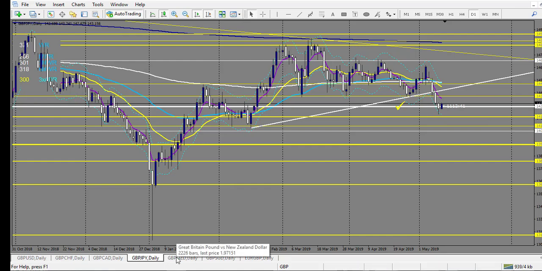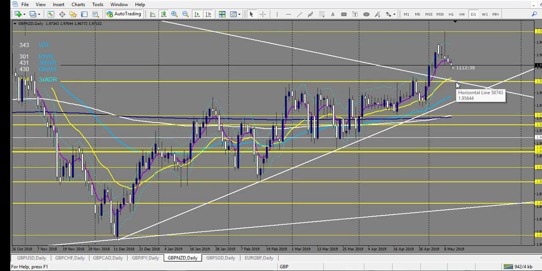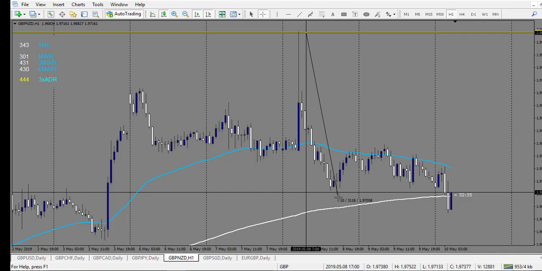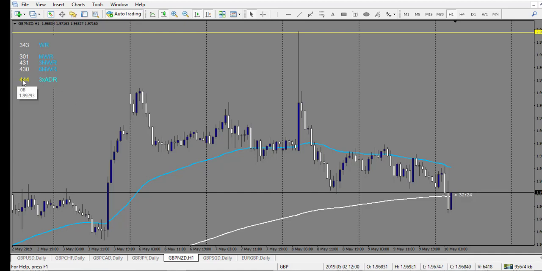GBP New Zealand touched exactly my line. Let's check on the 1 hour chart. Yeah. It made 3 pips out, and after it made 300 pips. Wow. So the stop loss would have been 40, so this one is a winning trade. One more.